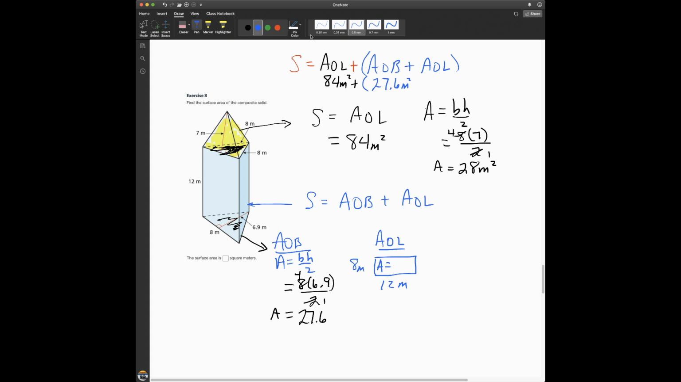All right, and then if we look at these rectangles, this triangle, all the sides are 8 meters, and all of these lengths are 12 meters. So each one of these rectangles has the same area. Let me find the area of one of the rectangles, 12 times 8. So the area of one of the rectangles is 96 meters squared. But for all three of them, I need to take 96, multiply it by 3, which gives me 288 meters squared.